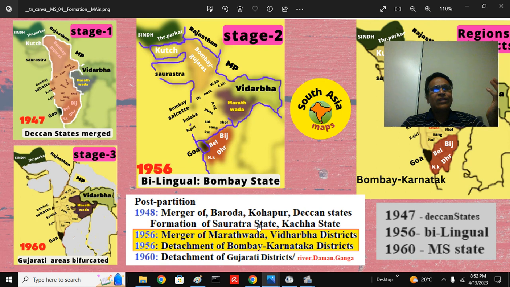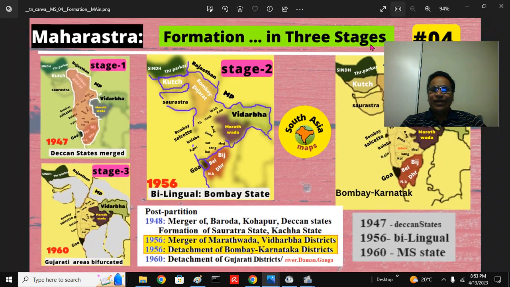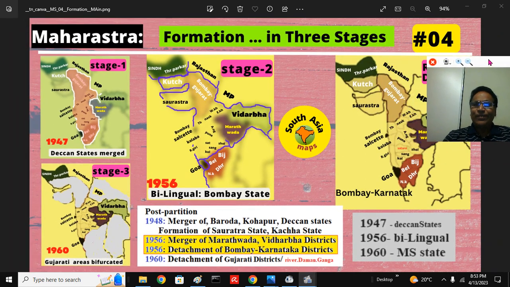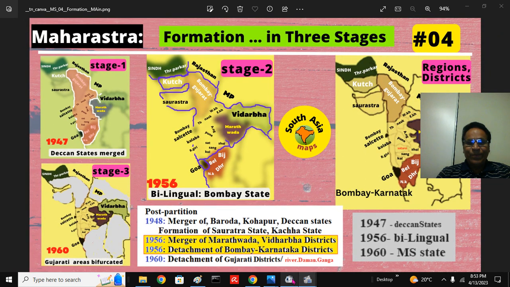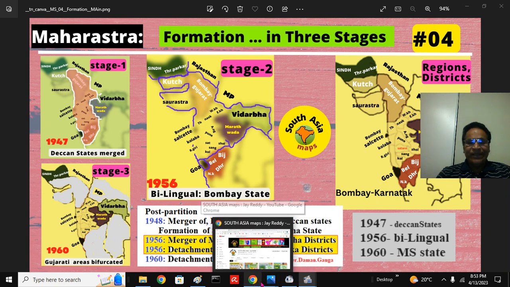of the river Daman Ganga. Daman Ganga is the traditional border between Marathi culture on the south and Gujarati culture on the north. Crossing the Daman Ganga means you are entering Gujarat. So that is in brief about the fascinating formation of modern Maharashtra state.